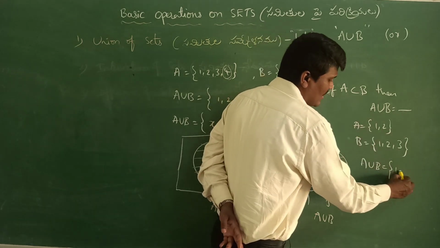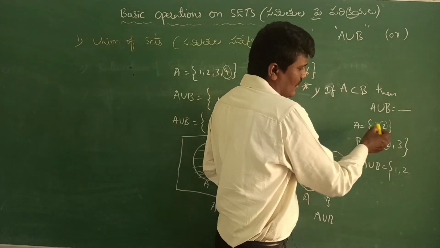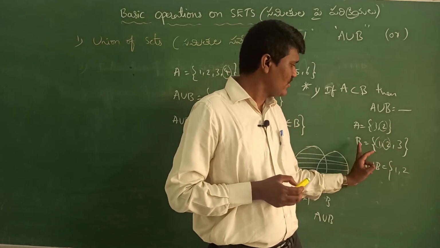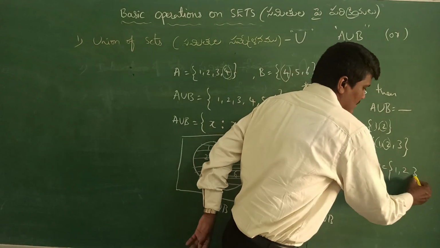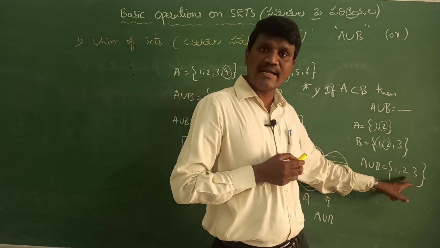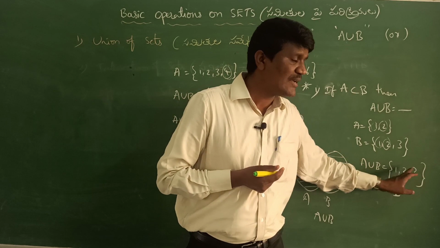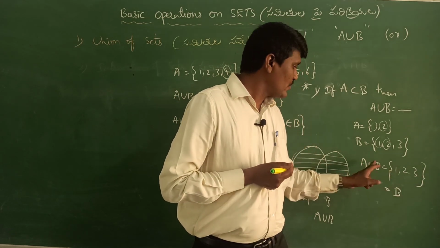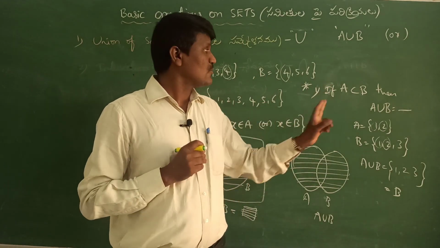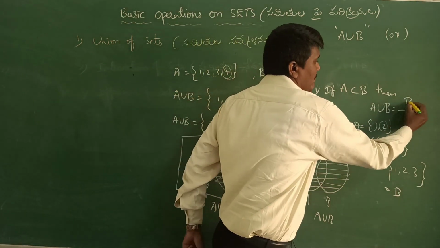A union B is nothing but first write the A elements, and 1, 2 are common, so I am writing them only one time. The remaining elements from A, there is no element, so I am not writing. From B, only 3 is left. So A union B is nothing but 1, 2, 3. It is the same as B, because 1, 2, 3 are the 3 elements of B. So A union B is equal to B. Finally we can conclude that if A is a subset of B, then A union B is B.